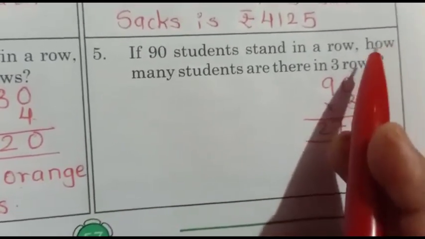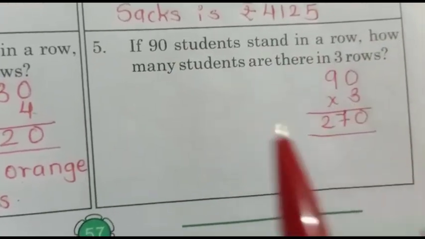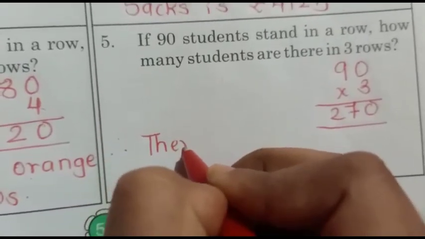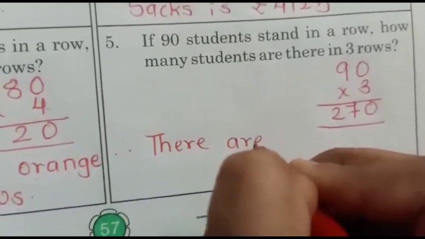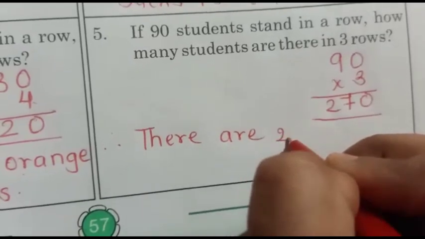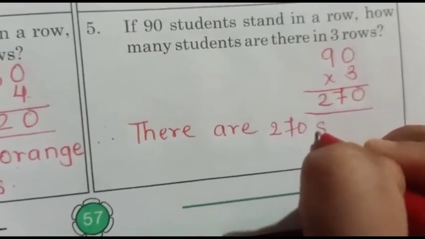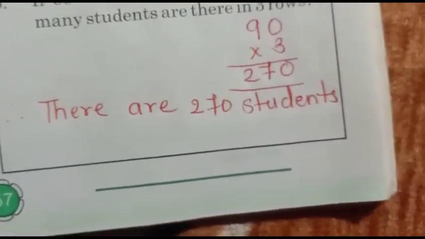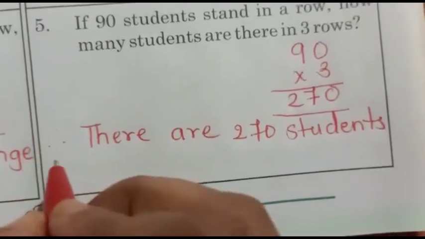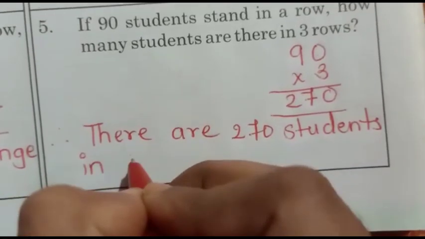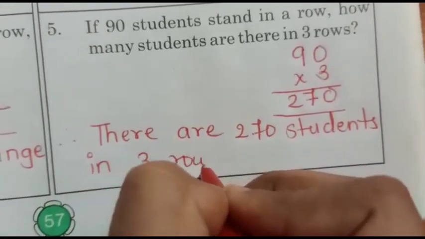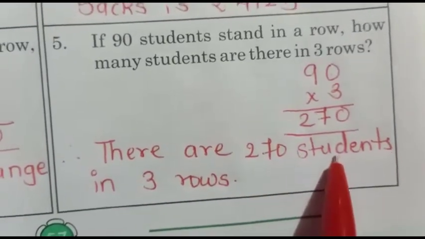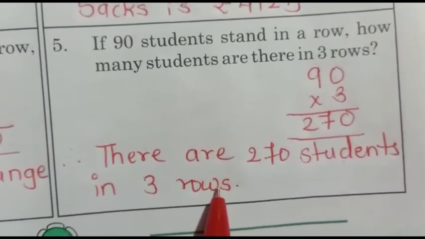So what they have asked, how many students are there in 3 rows? Therefore there are 270 students in 3 rows. Okay, there are 270 students in 3 rows.